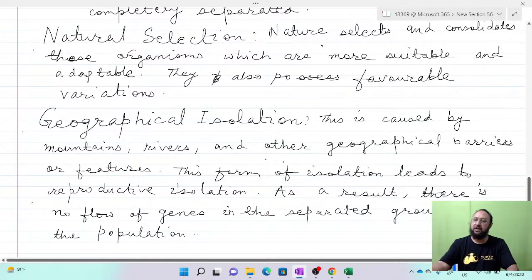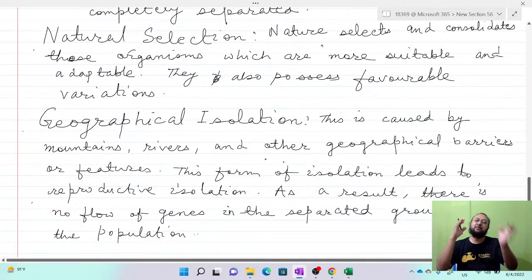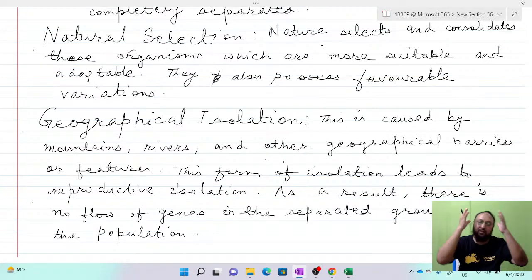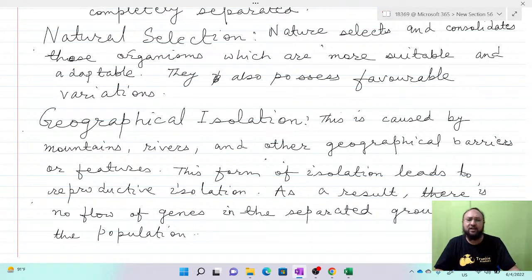Now try to understand this point. Geographical barrier or geographical isolation. For example, some of the animals were migrating together, but there was some kind of natural calamity that separated the population into two groups, or some other thing that led to the separation of a group of individuals from the population. This will lead to reproductive isolation.